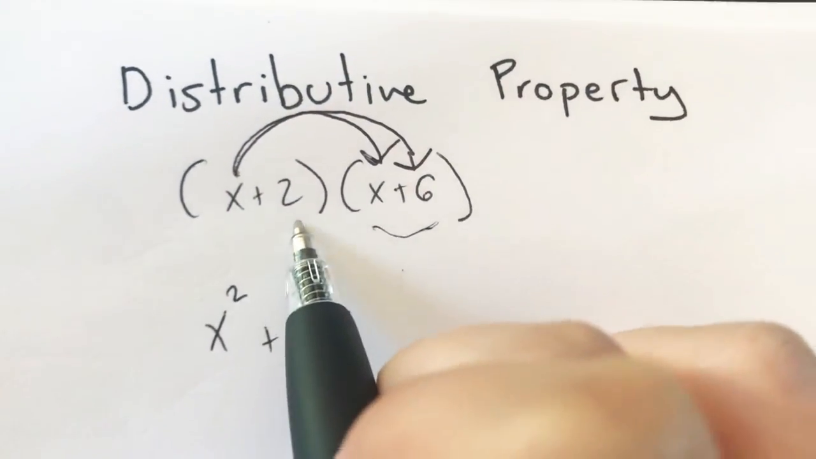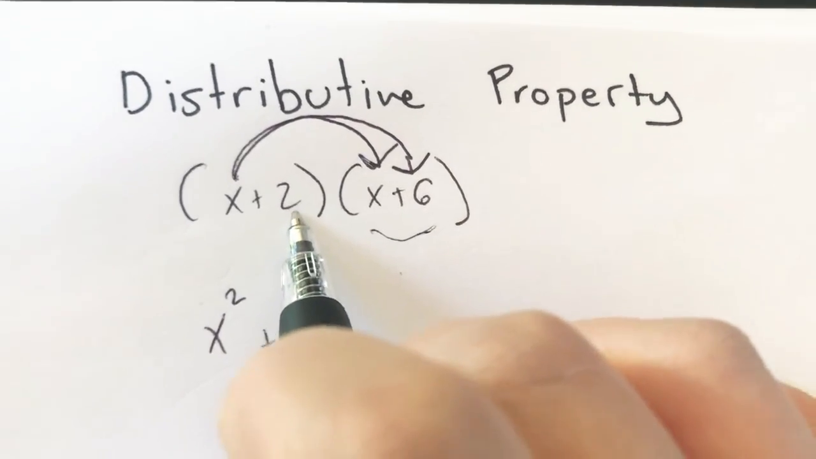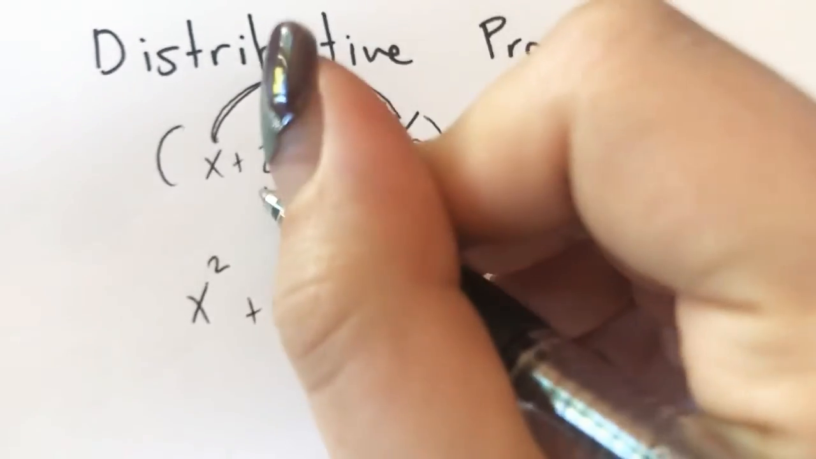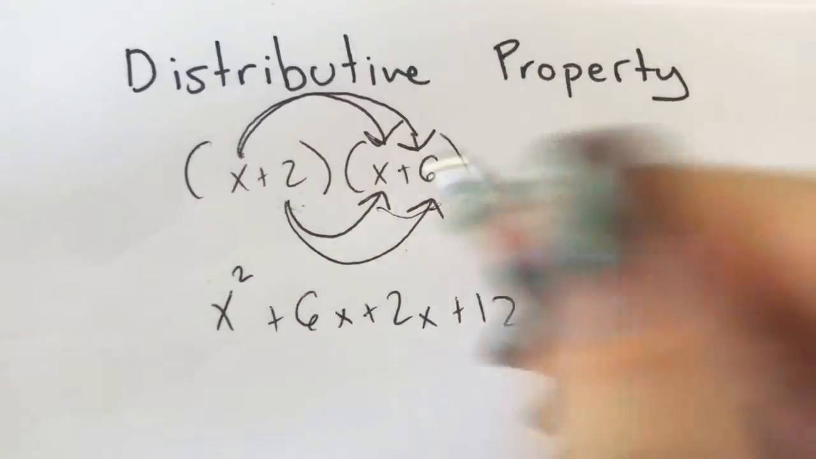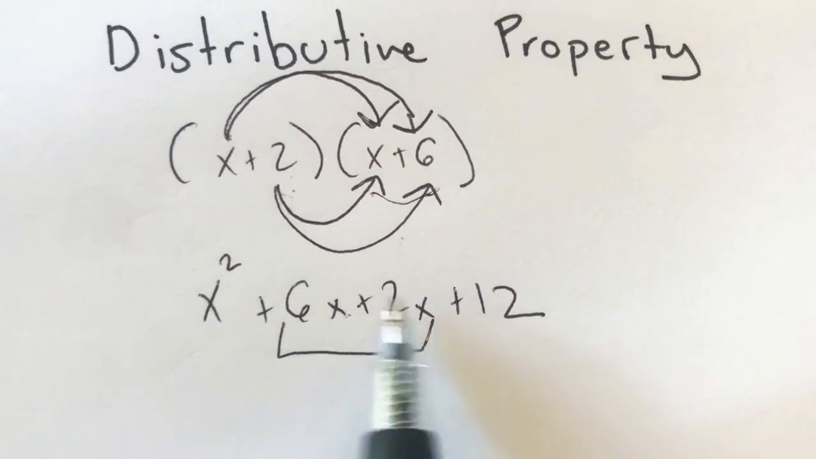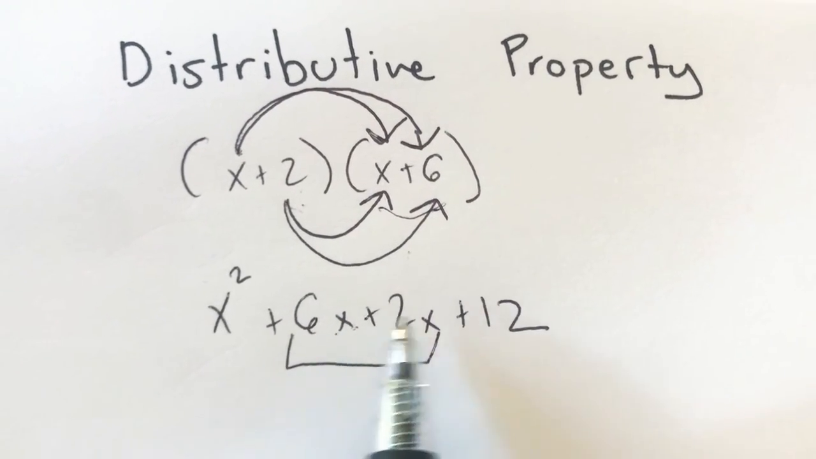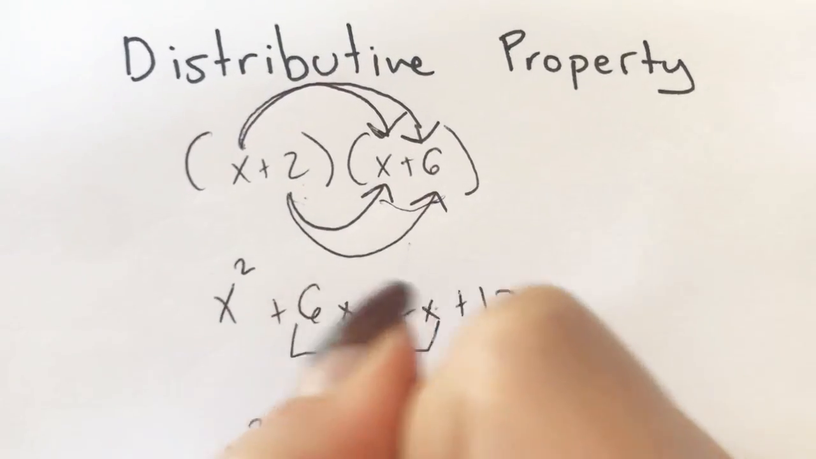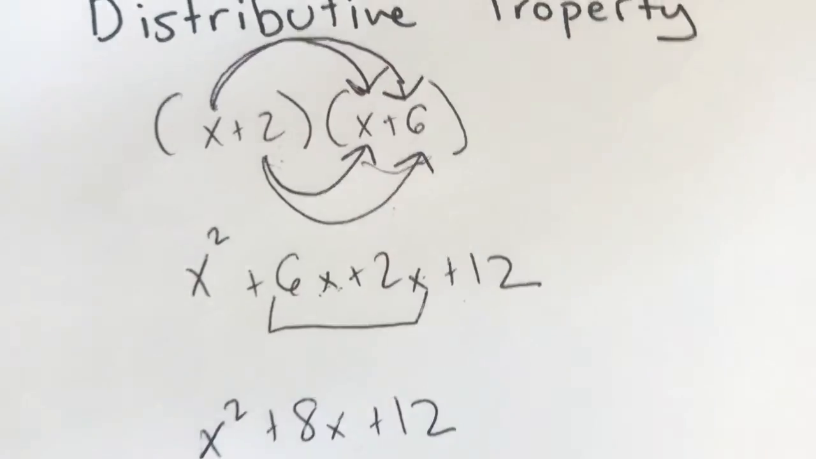Then I'm going to repeat multiplying by both terms in this factor using the other term in the first factor. So then I have 2 times x, which is plus 2x, and 2 times 6, which is plus 12. Again, both of these are like terms because they are values being multiplied by the same variable, the same letter, to the same power. Both of these are just plain x's, or x's to the first power. So then I have x squared plus 8x, 6 plus 2 is 8, plus 12.